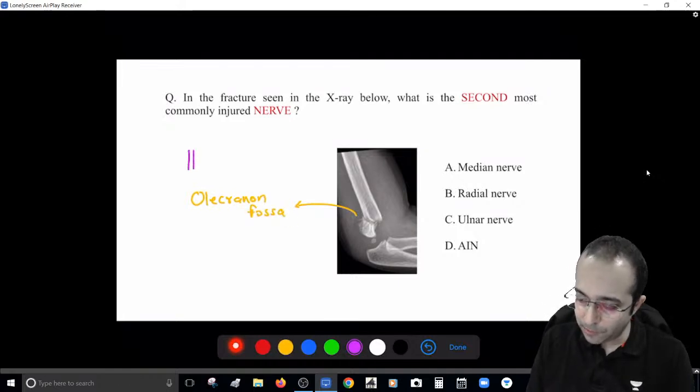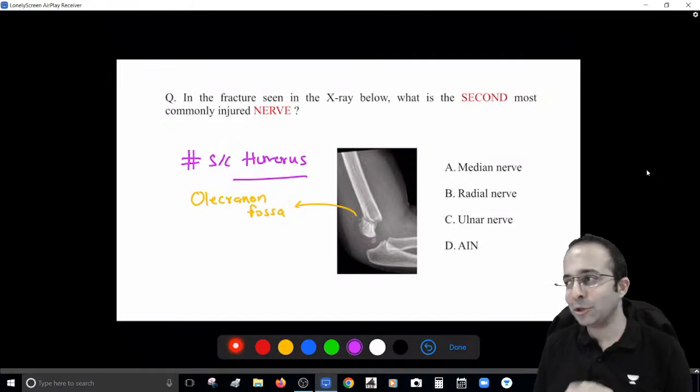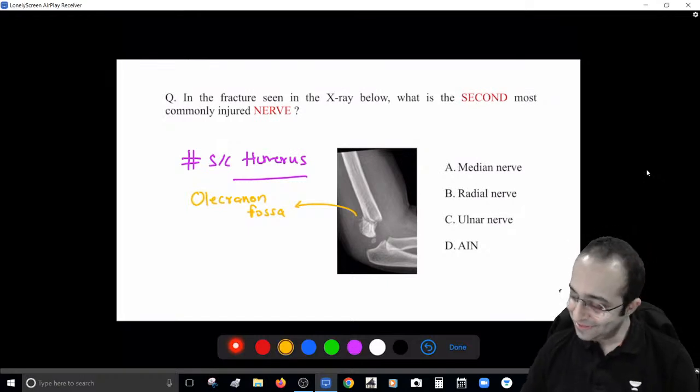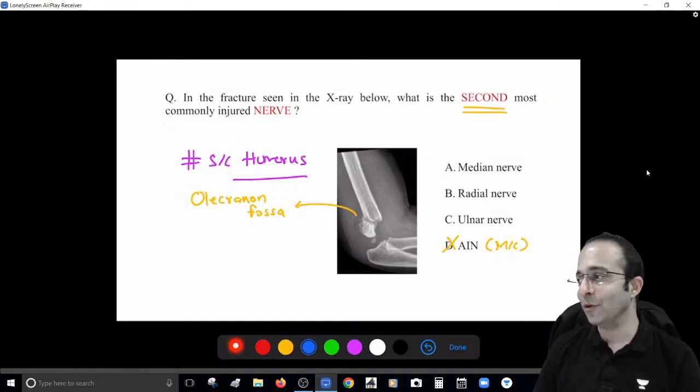So here you will keep the diagnosis as fracture supracondylar humerus. Okay. Have you ever wondered which is the second commonest nerve involved? No, AIN is the most common one. So AIN is the most common nerve involved, so this goes out. The question says second most common nerve involved.